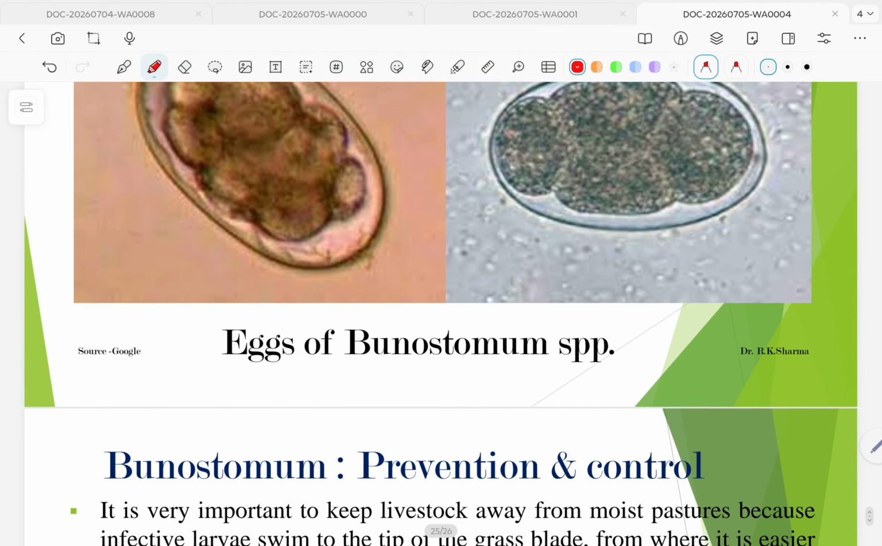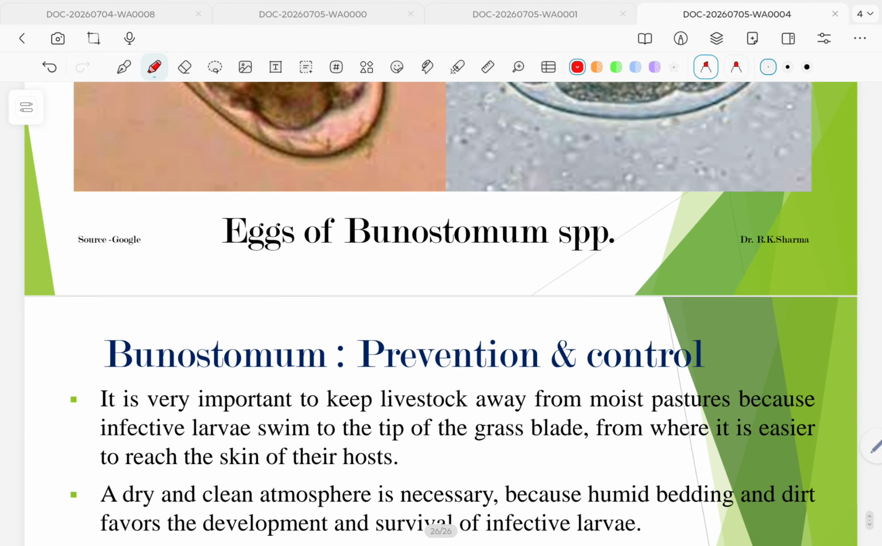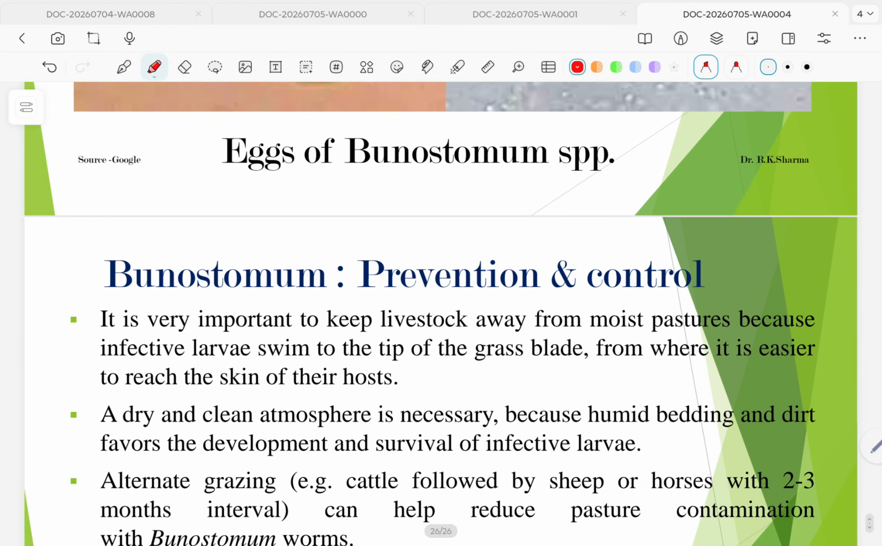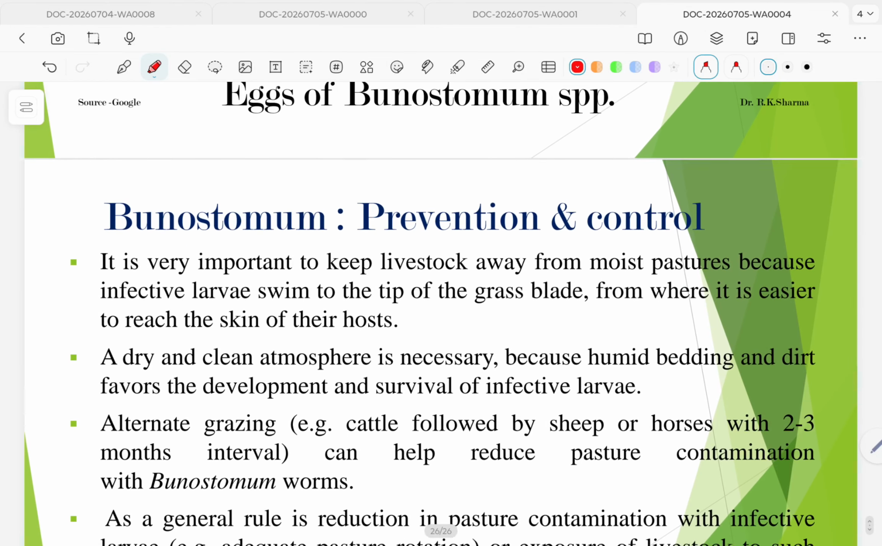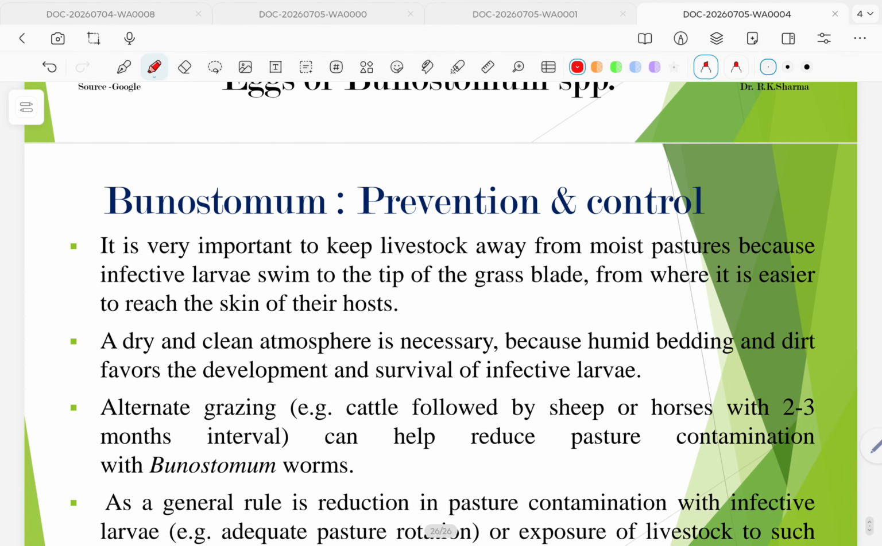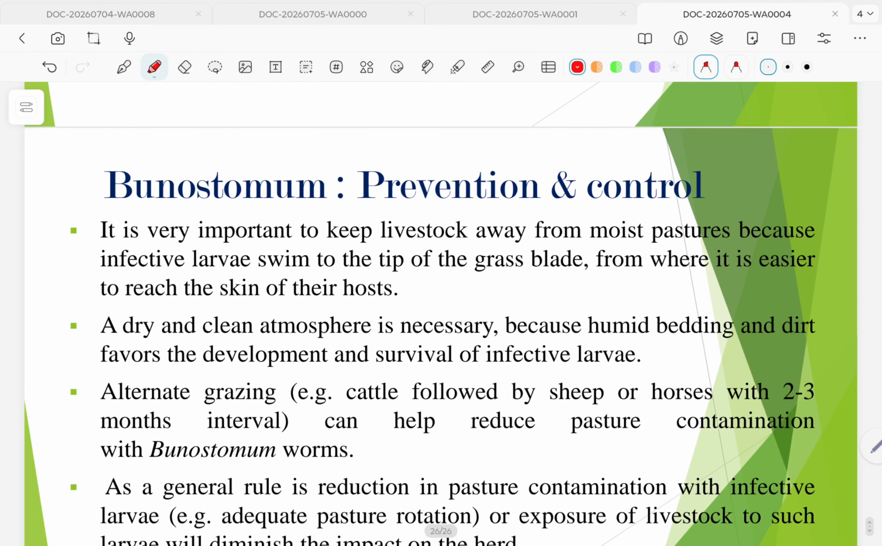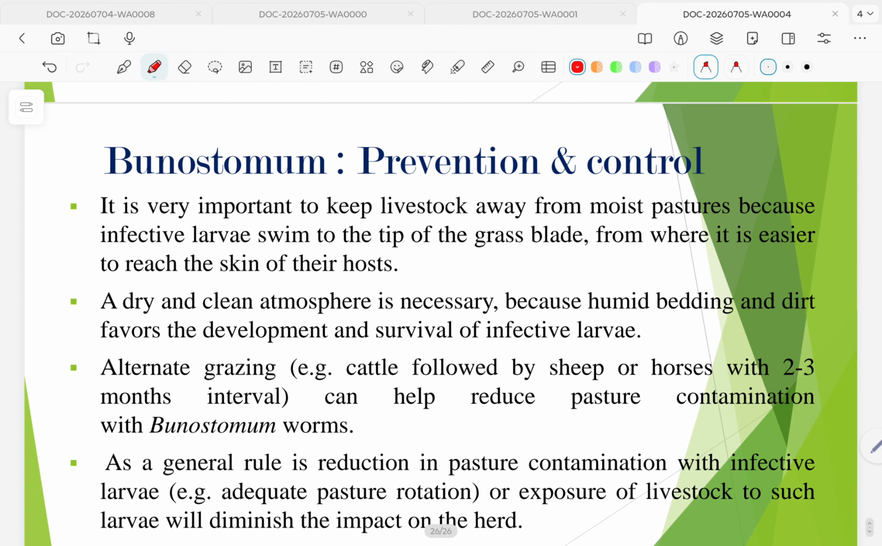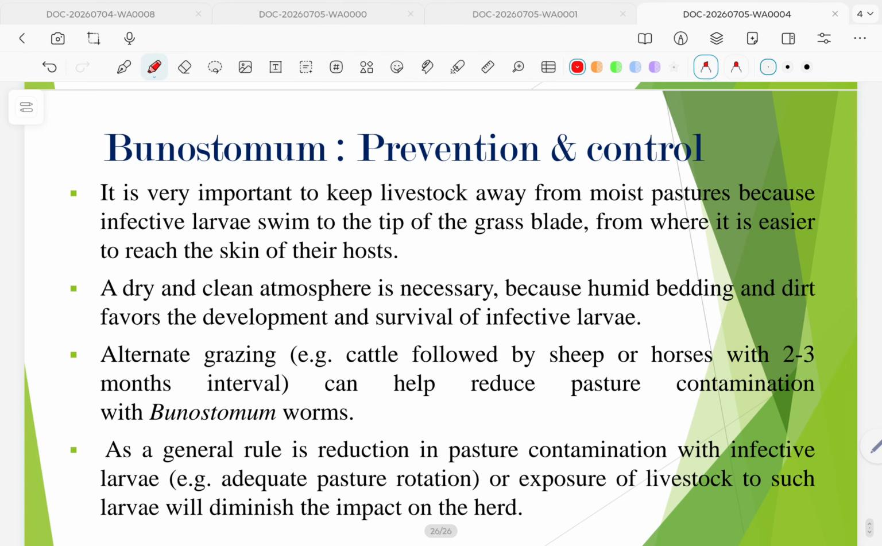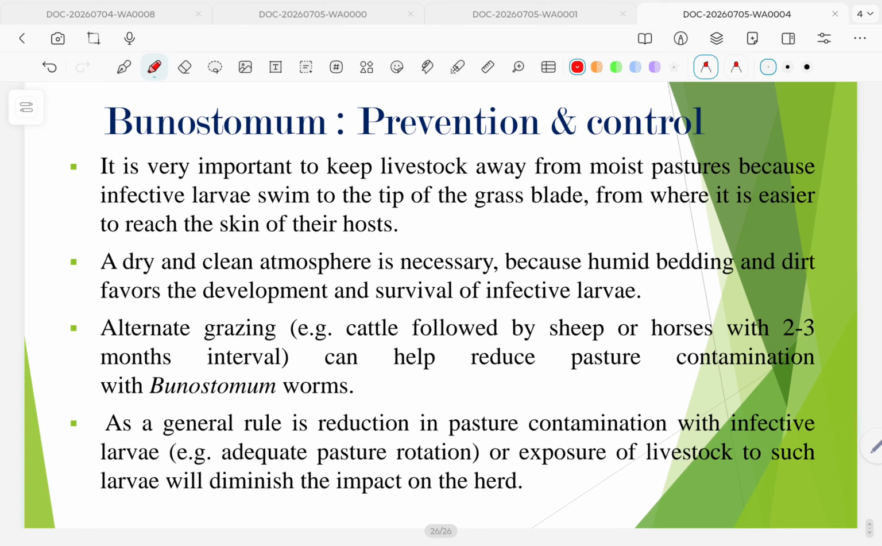Eggs of Bunostomum species. Bunostomum prevention and control. It is very important to keep livestock away from moist pasture because infective larvae swim to the tip of the grass blade, from where it is easier to reach the skin of their host.